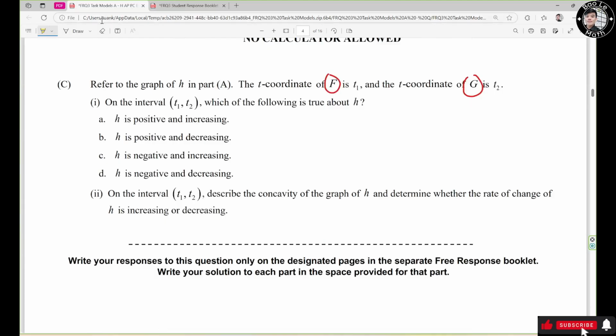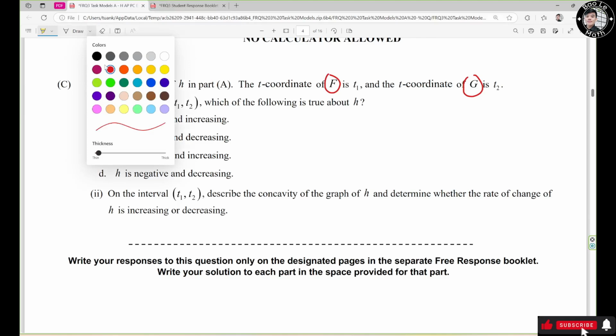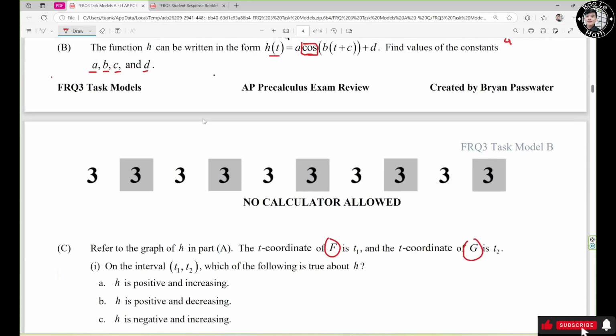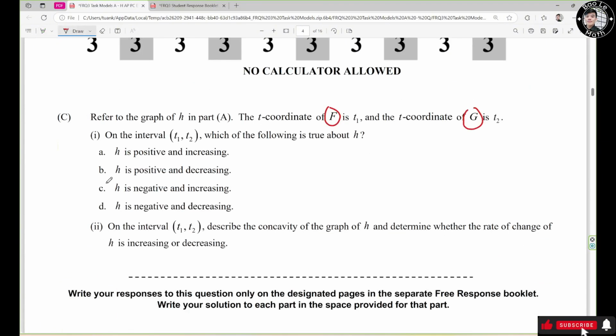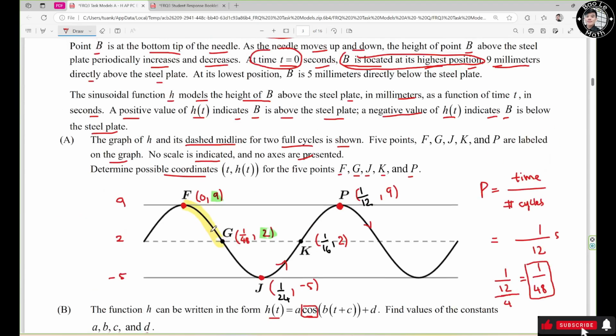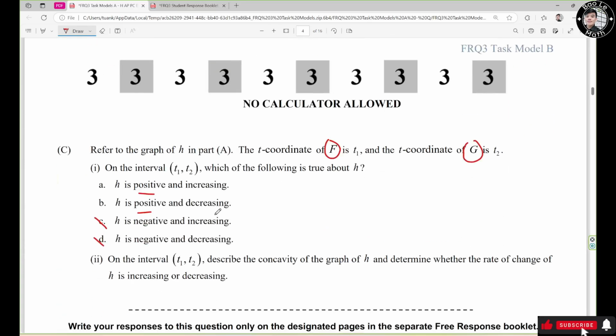Alright, now you need to answer the question. Is the function positive or negative? Decreasing or increasing? So we look at the y coordinate right here. We see that the y coordinate is positive, right? So the function is positive, and you need to eliminate C and D, right? Now, because the function is going down, which means it's decreasing, the answer must be B, right?